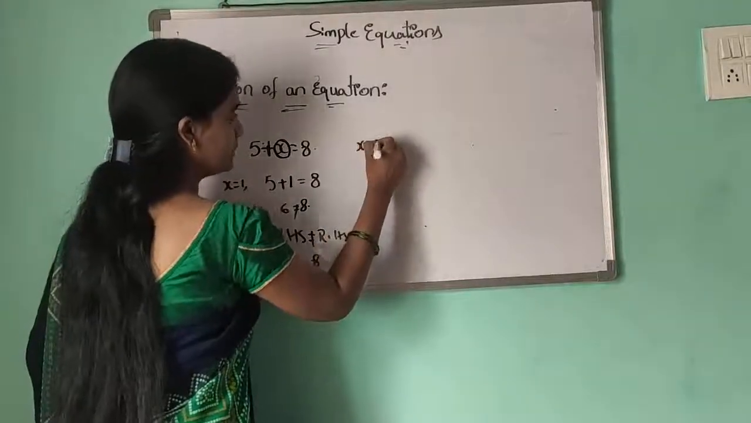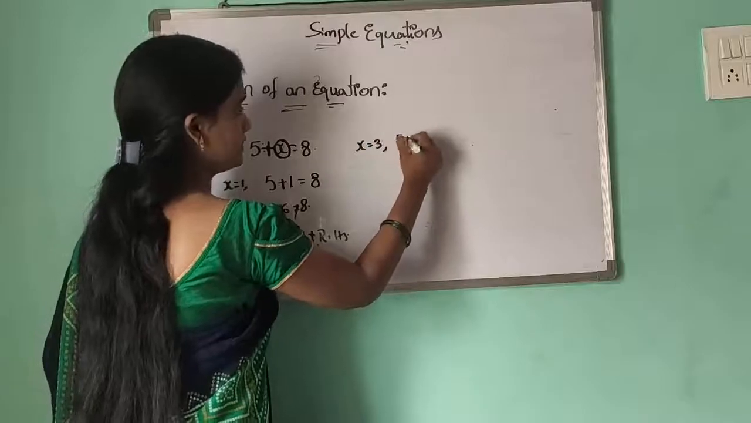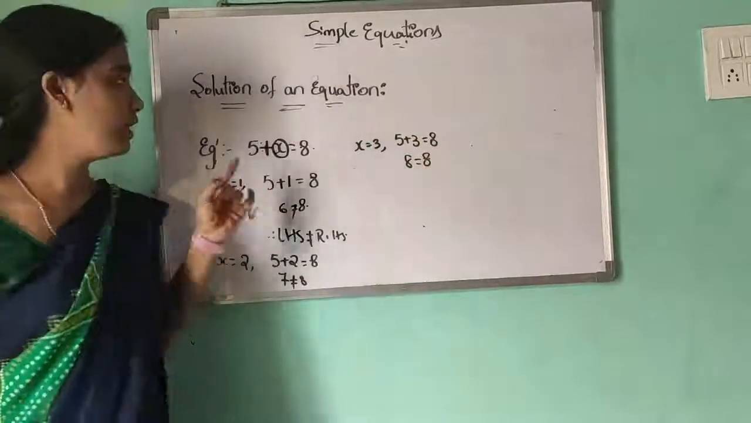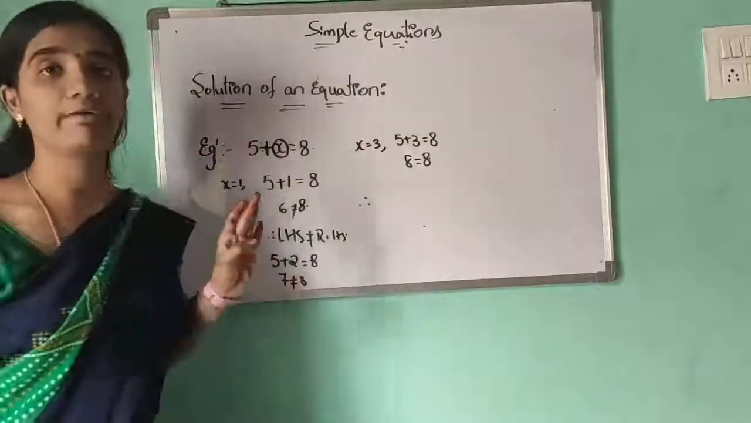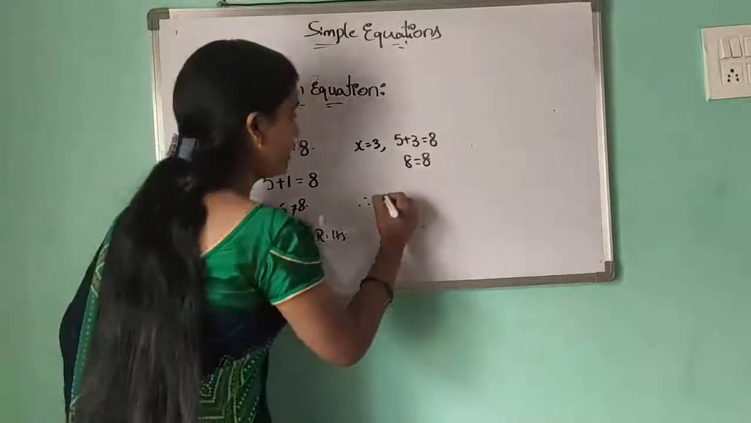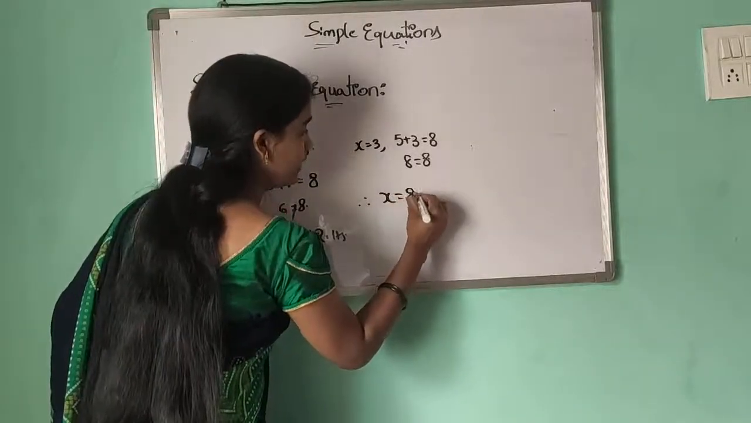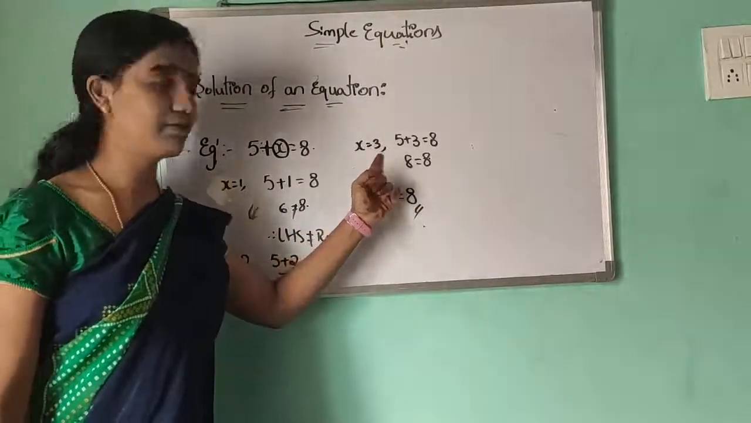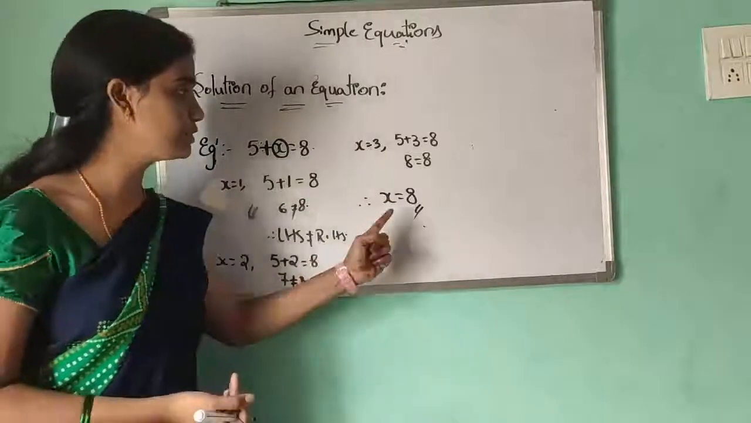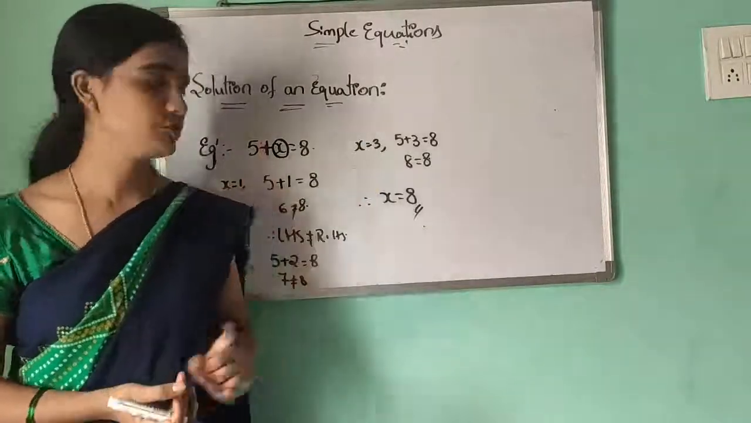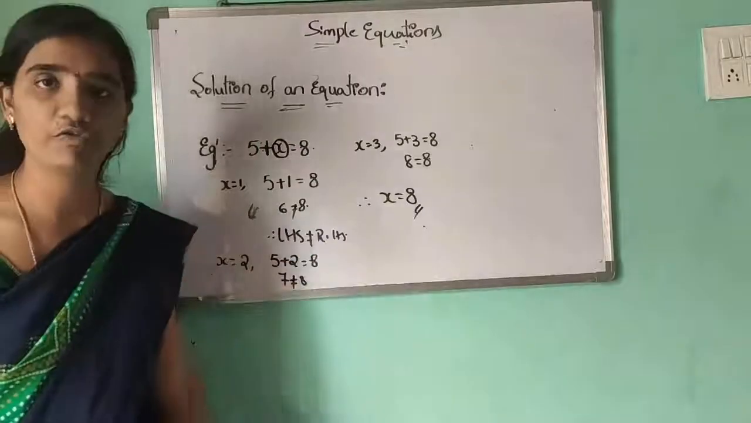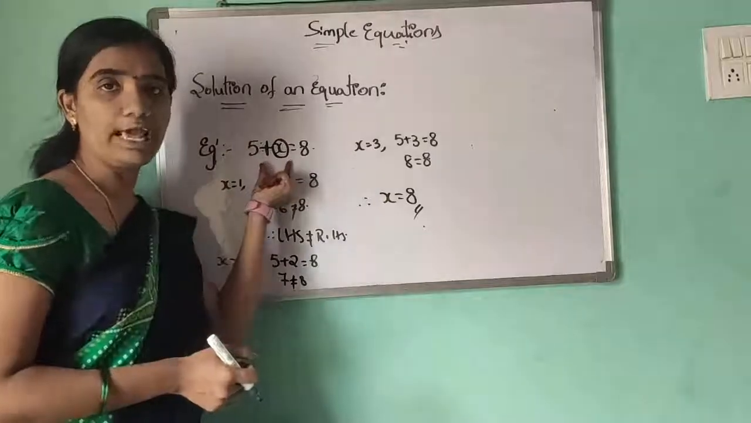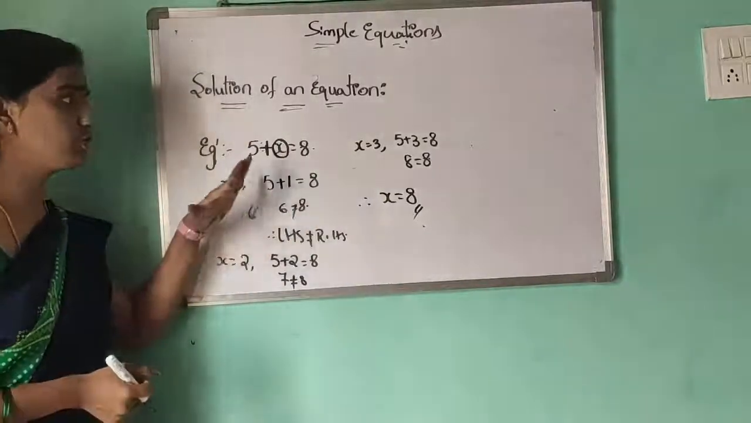Coming to x value 3: 5 plus 3 equal to 8. So the solution is x equal to 3, which satisfies LHS equal to RHS. In this way we find the value of the variable x in the given problem. This is the process to find the solution of an equation.